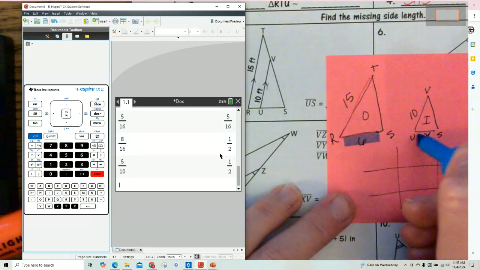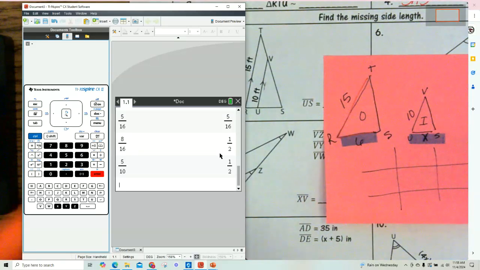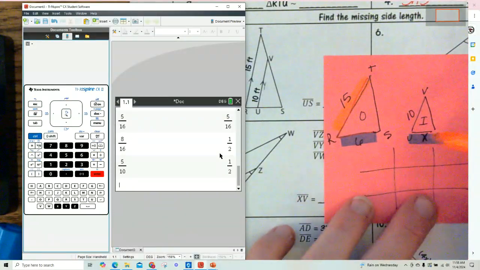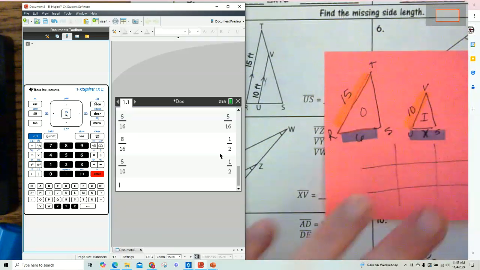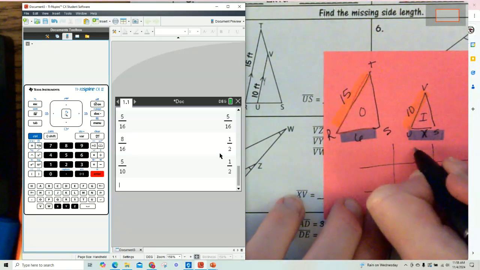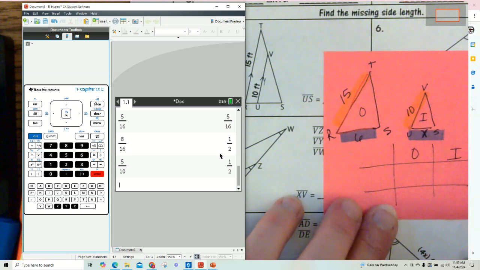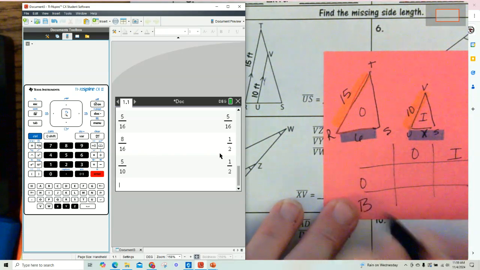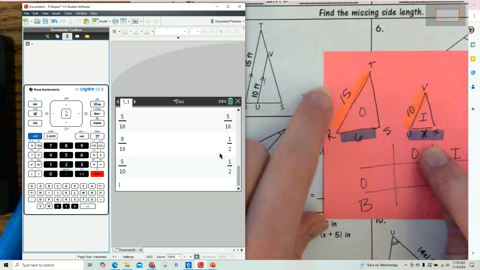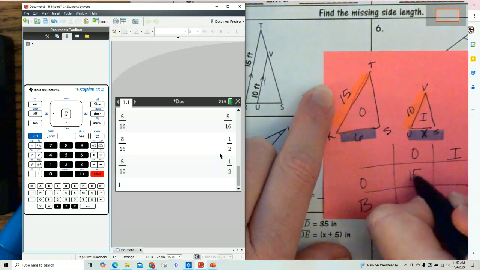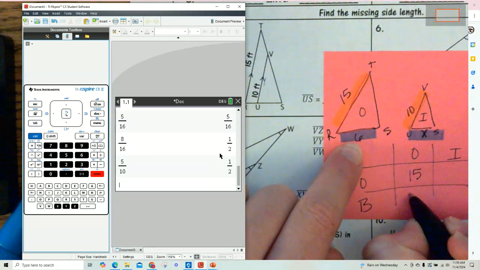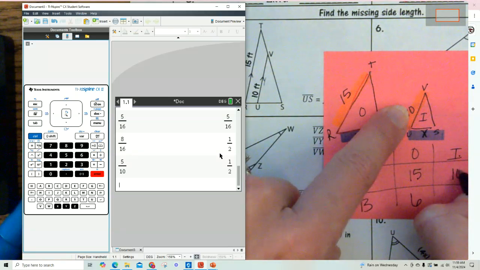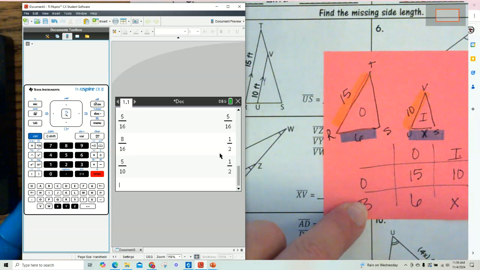So RS goes with US. And then RT goes with UV. So we've got original triangle, we've got image triangle, we've got an orange side, we've got a blue side. All right, original triangle: orange side is 15, blue side is 6. Image triangle: orange side is 10, blue side is what we're looking for.